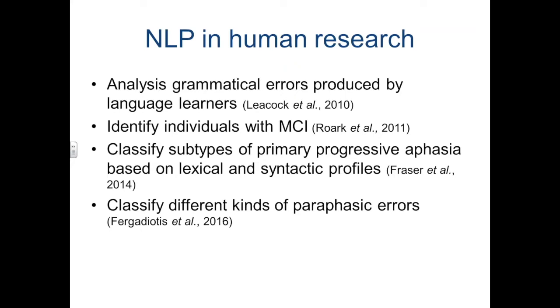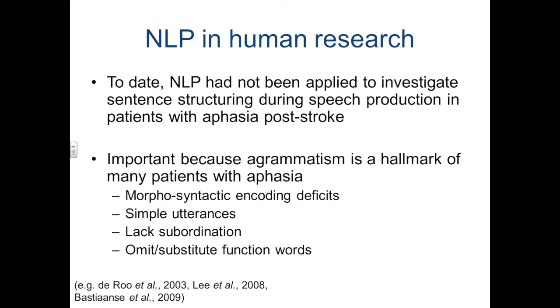And more recently, it's been used to classify different kinds of paraphasic errors in a semi-automatic manner. However, to the best of our knowledge, it has not been used to investigate how patients who have aphasia, or some degree of aphasia following a stroke of their dominant hemisphere, are producing speech. Are they having subtleties, or are they having patterns of speech production deficits that are not captured by constrained or focused tasks?